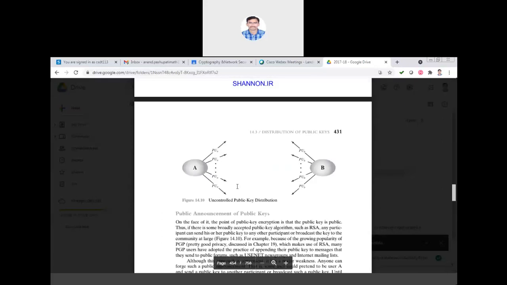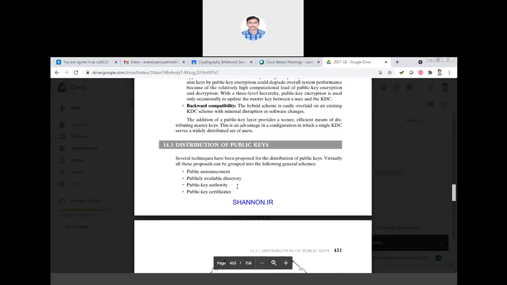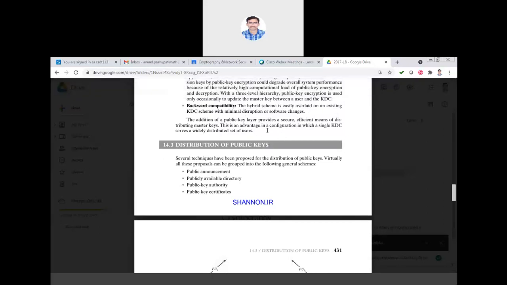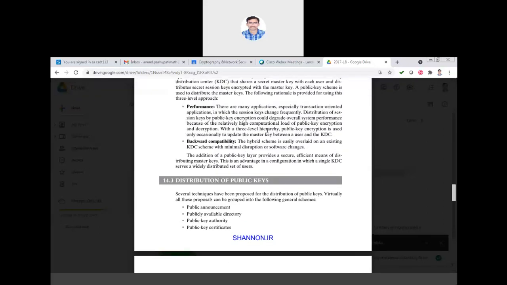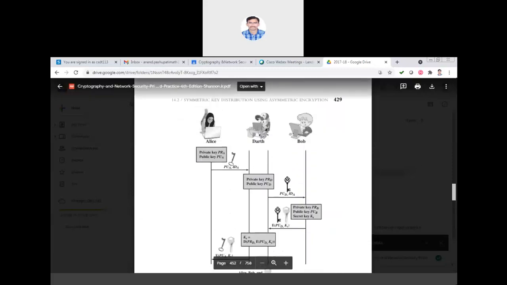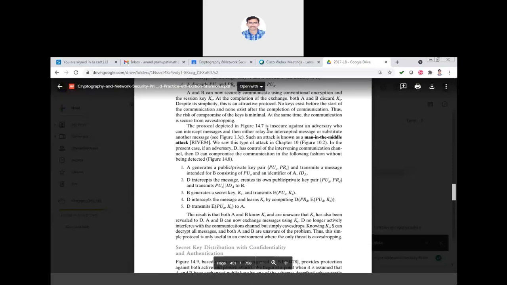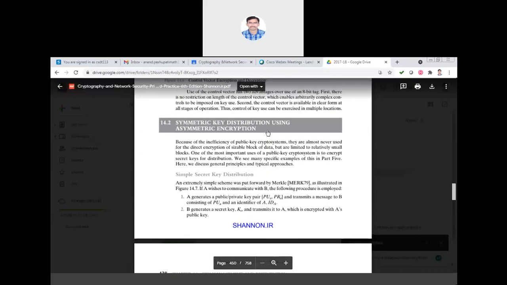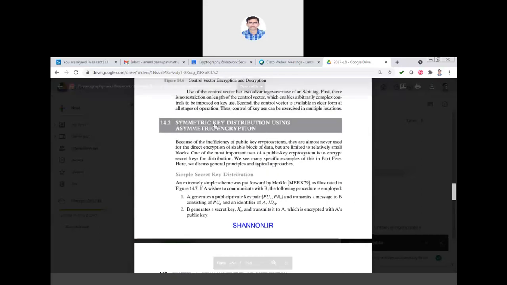In the next class, we are going to discuss distribution of public keys. So far we have discussed how to distribute symmetric keys, as you have seen in the title. In the key distribution chapter, you have to understand the title first. Here it's symmetric key distribution, which means private key distribution, session key distribution or secret key distribution.